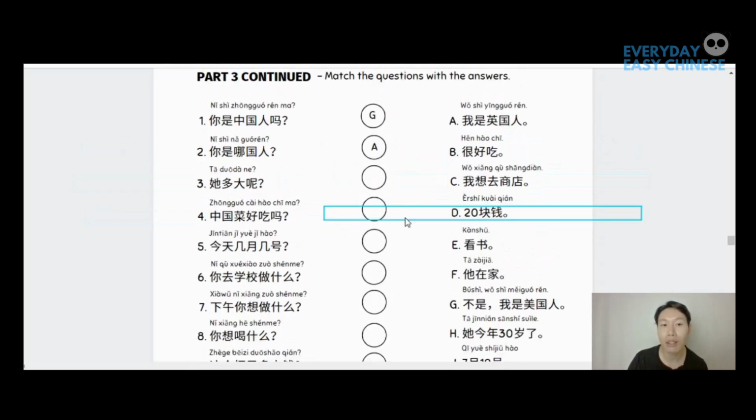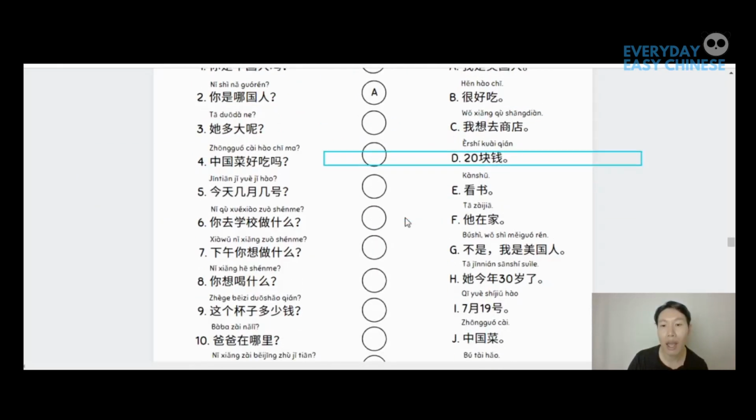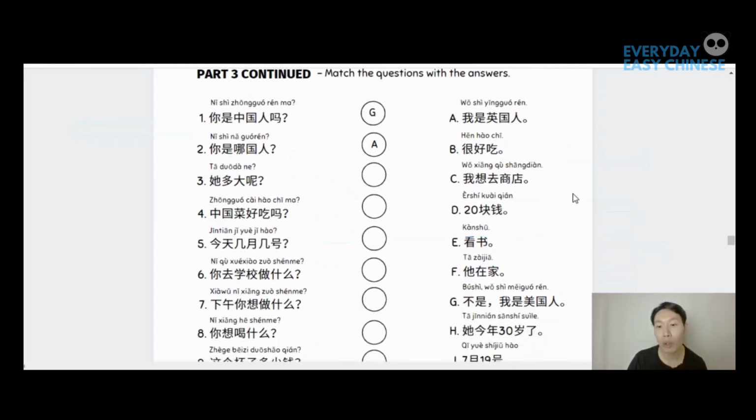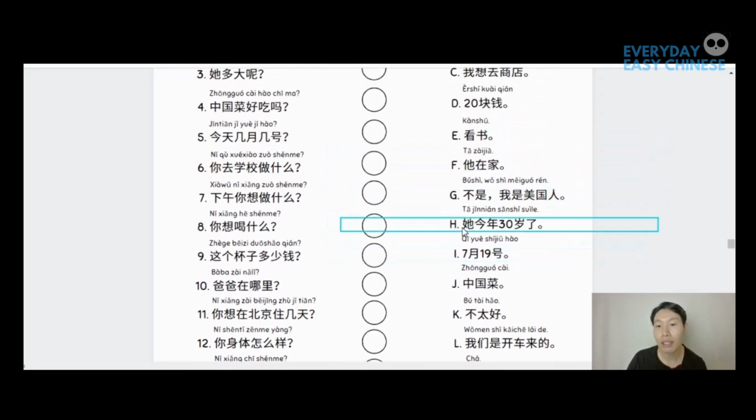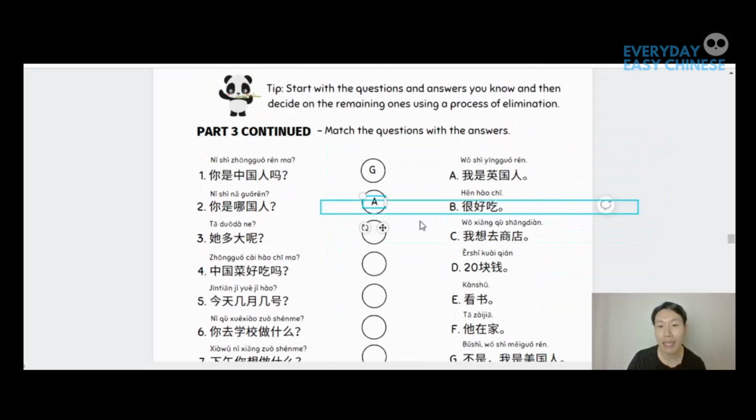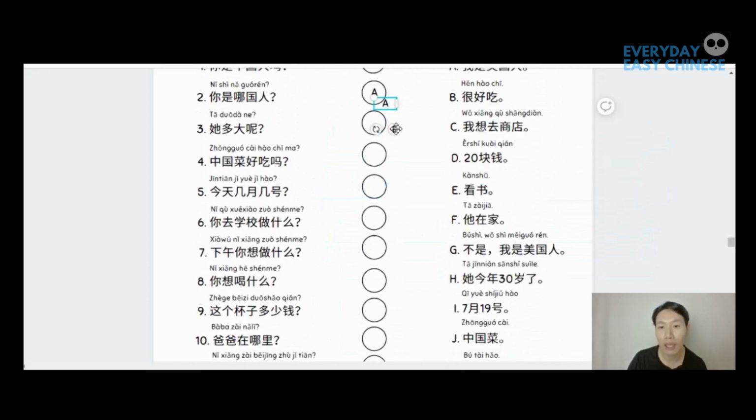The third one, 她多大呢? How old is she? This means big, but if we're asking about people, we talk about their age. So it is H. 他今年30岁了, which means she is 30 this year. So age.